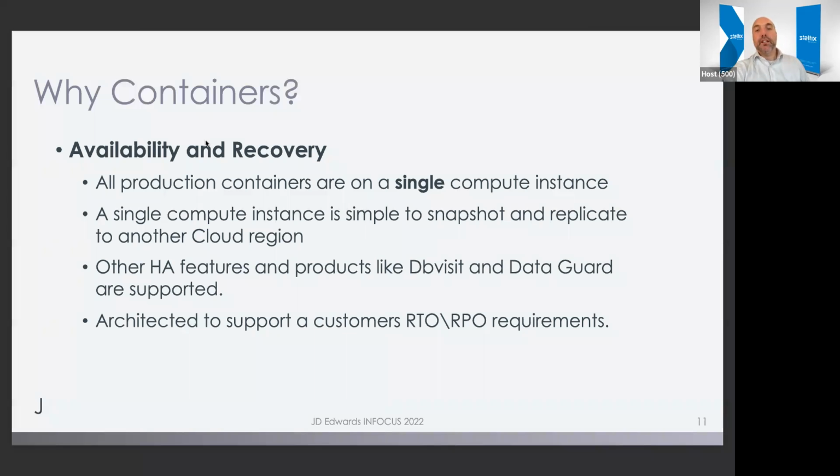And of course, there are situations where you can have real minimum downtime, maybe below a minute. Then, of course, there are other HA products like DB Visit or Data Guard, where we can scale the whole JDE system out over multiple data centers and run everything in parallel. So basically, on every RTO or RPO requirement, we can cover it with this technology.